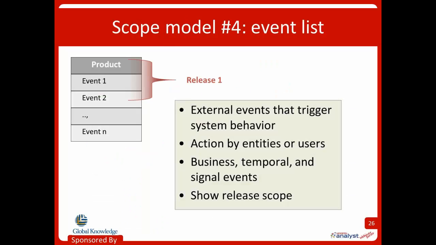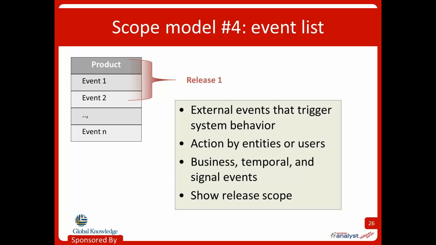And our fourth scope model, the event list. So this identifies external events that could trigger behavior in the system. It might reflect actions or business events that are taken by external entities from our context diagram. It could be actors in a use case, things that they're doing. It could be systems in the ecosystem map that maybe trigger behavior in our system.